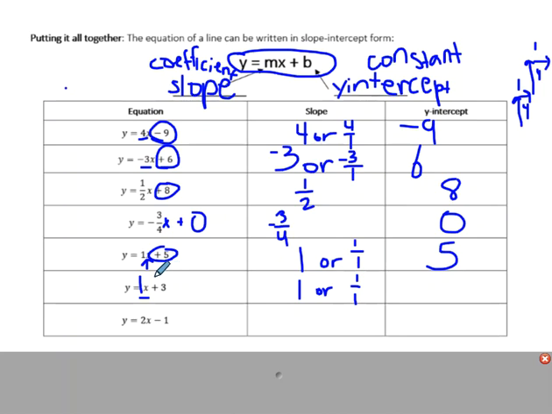And then y-intercept, where it crosses the y-axis, is at 3. So if I were to graph that right away, I know that it would cross the y-axis right about here at positive 3.